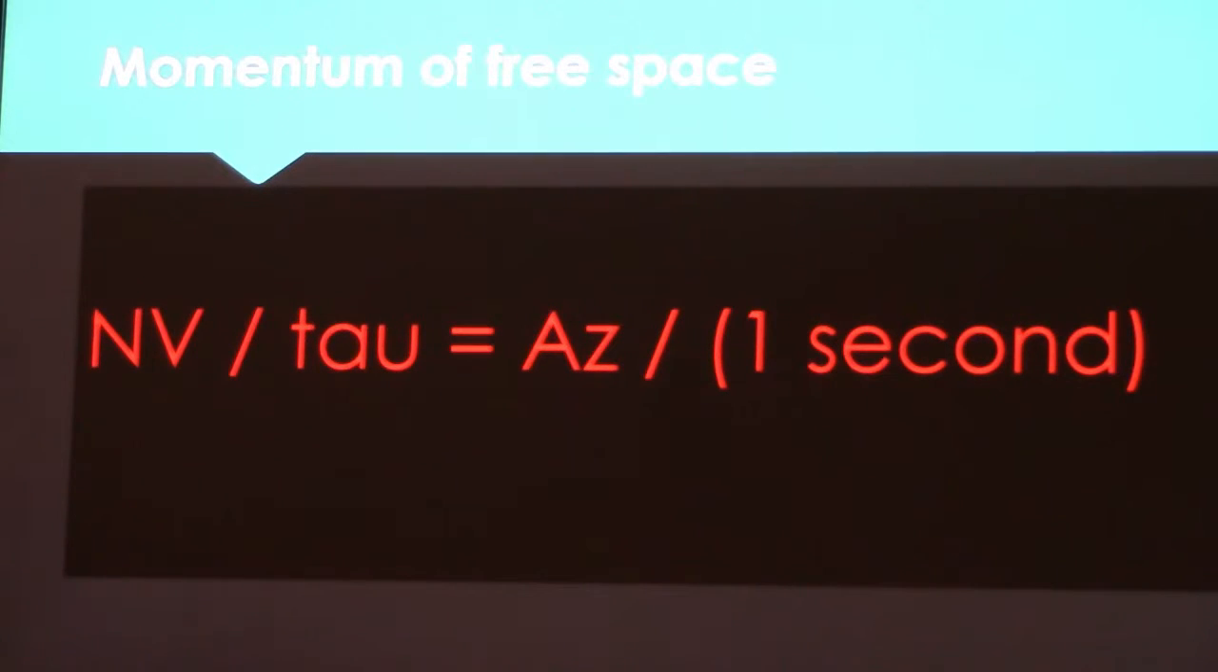All based on gravity volume theory, which produced the momentum of free space equation right here. On the left is the momentum, NV, the number of proton volumes and neutron volumes divided by 5 nanoseconds, which is equal to AZ, the volume of a fallen shell, divided by the 1 second test time. Now, A is the area of the Earth, and Z is the height fallen in 1 second, 4.9 meters.